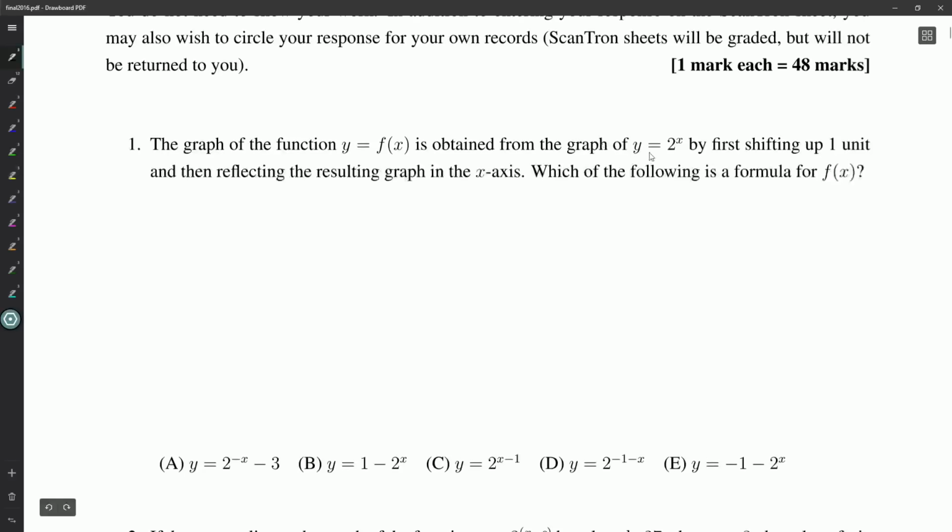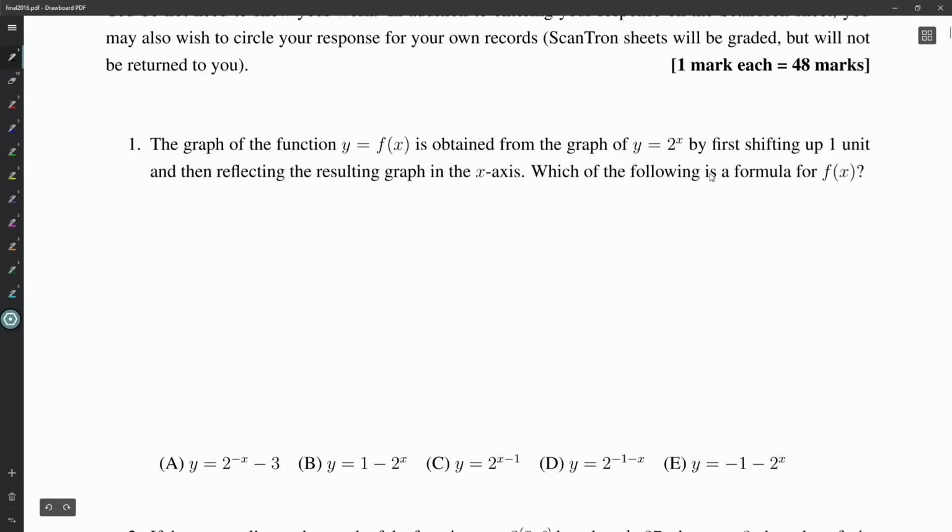Alright, so question number 1. The graph of the function y equals f of x is obtained from the graph y equals 2 to the x by first shifting up 1 unit and then reflecting the resulting graph in the x-axis. Which of the following is a formula for f of x?